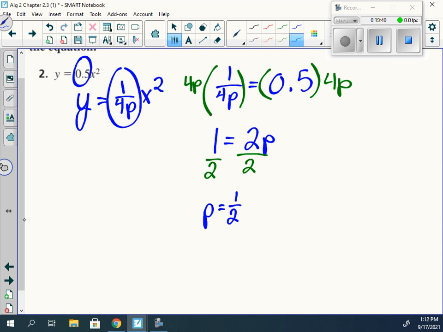Questions on this here? So let's look at the focus. Focus is normally what? Zero comma p, because since we're not looking at x equals anymore, we're looking at y equals, the focus is 0, p. And our value of p is 1/2. So the focus is 0, comma 1/2.